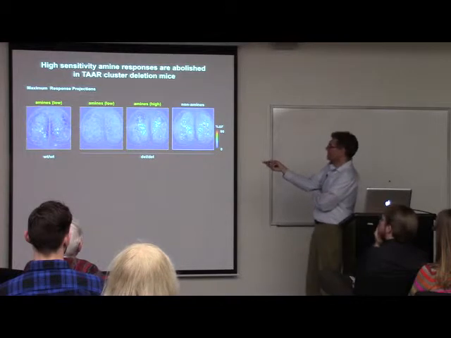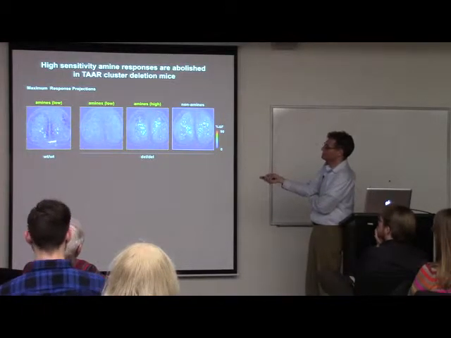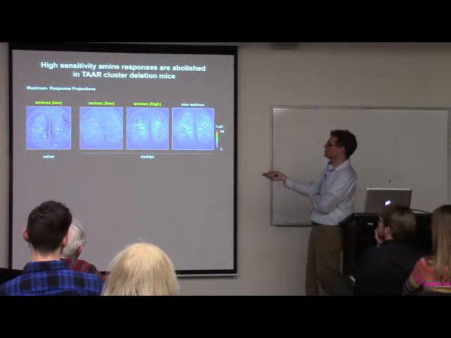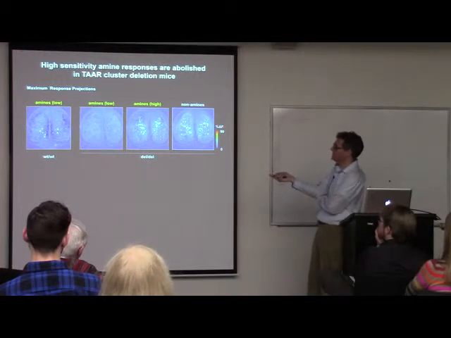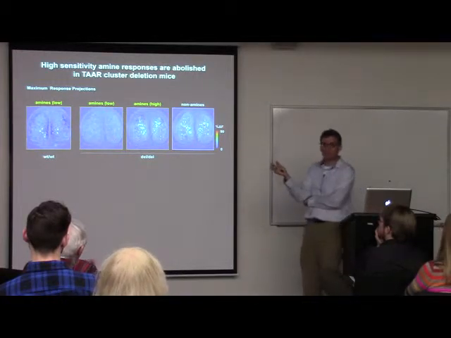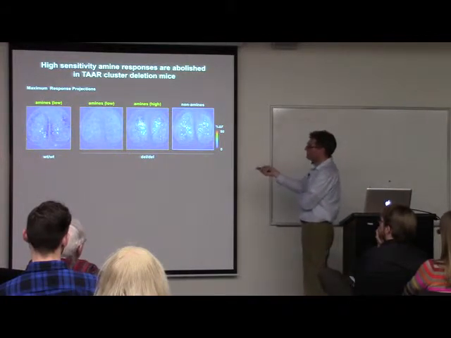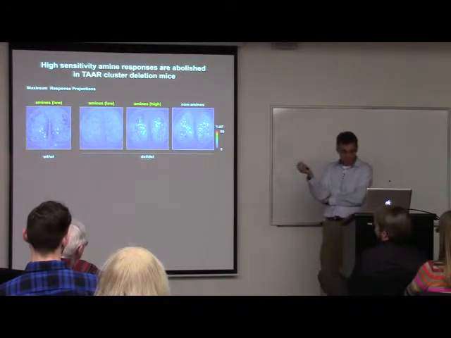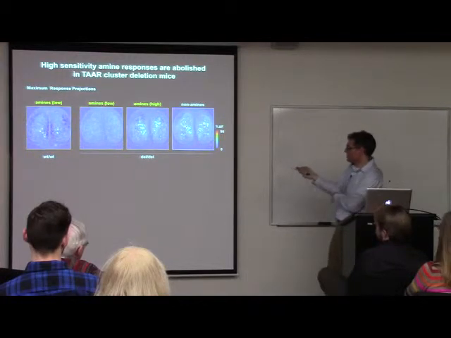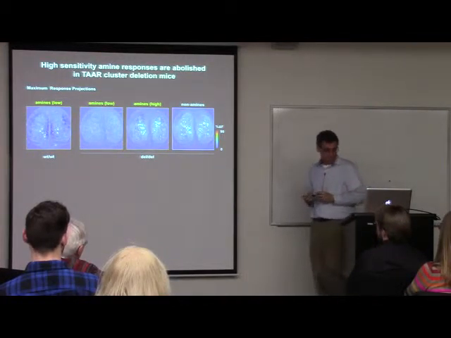The first thing that I'll show you is that the responses that you get to amines at low concentrations in this region of the dorsal olfactory bulb, in the deletion animals, those responses are gone. If you put on higher amine concentrations, you can activate other glomeruli. And the responses to other chemicals don't seem to be affected.